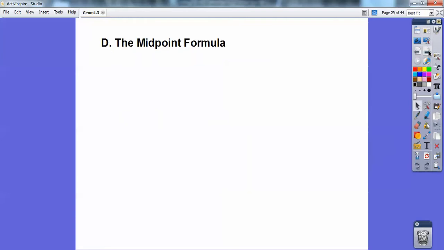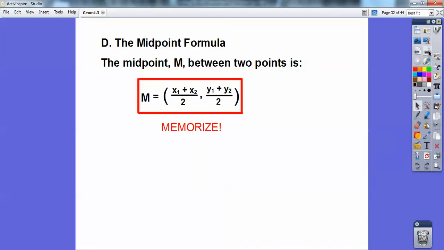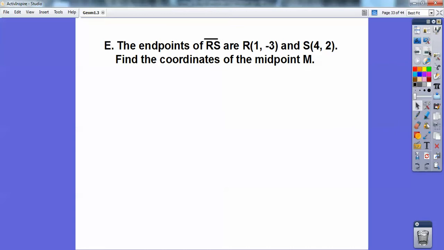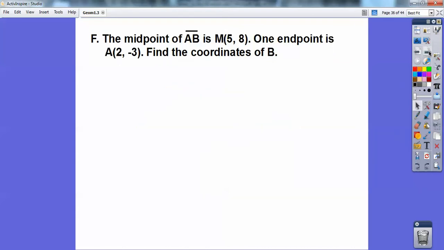Okay, section D, the midpoint formula. Here's another formula: the midpoint between 2 points, x1, y1, and x2, y2, is that, you guys. That's another one you want to put in your memory books. You use that one a lot also. If you have these endpoints, 1, negative 3, and 4, 2, find the midpoint. Well, there's the midpoint formula. I'm just going to add the x's, divide by 2, add the y's, divide by 2, and I get 5 halves, comma, negative 1 half. Nice and easy. I think that's easier than the distance formula.